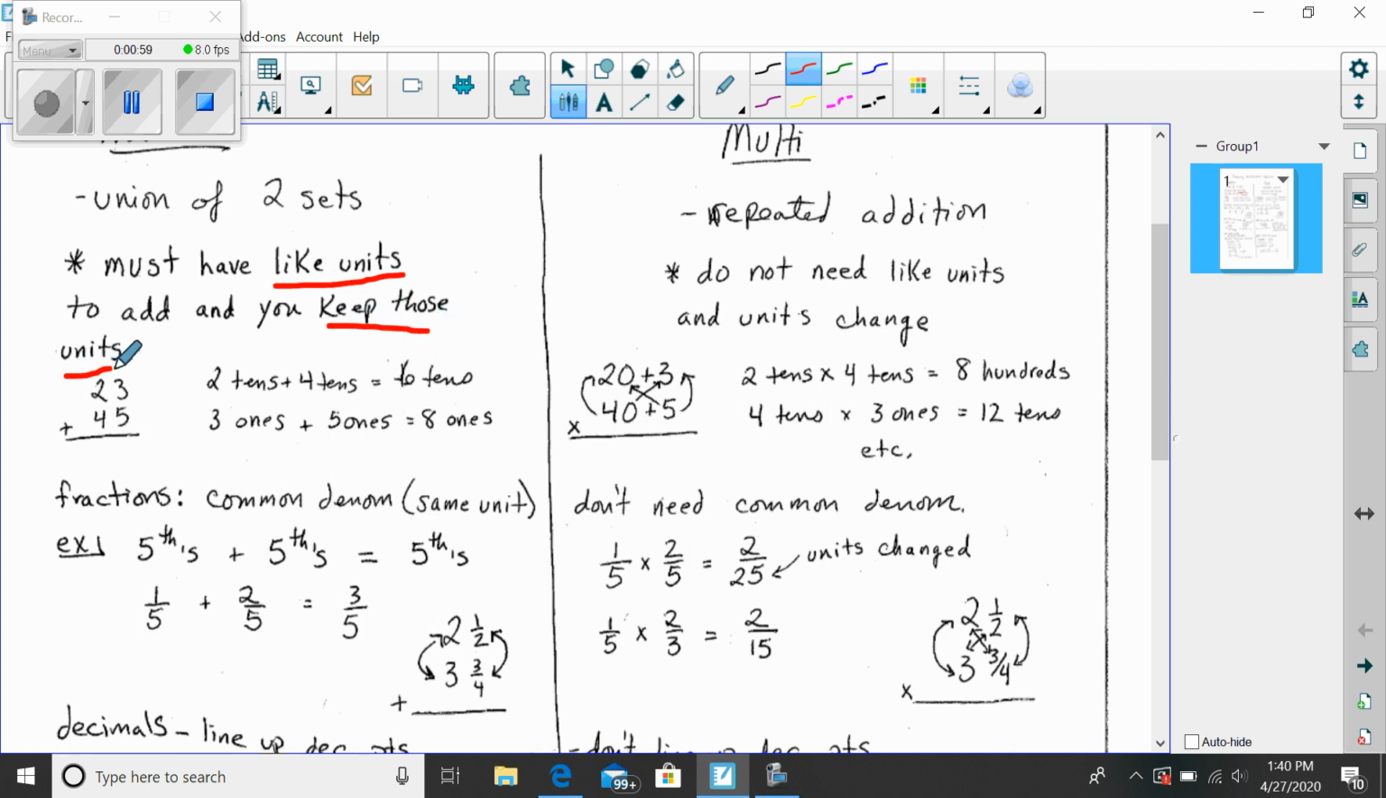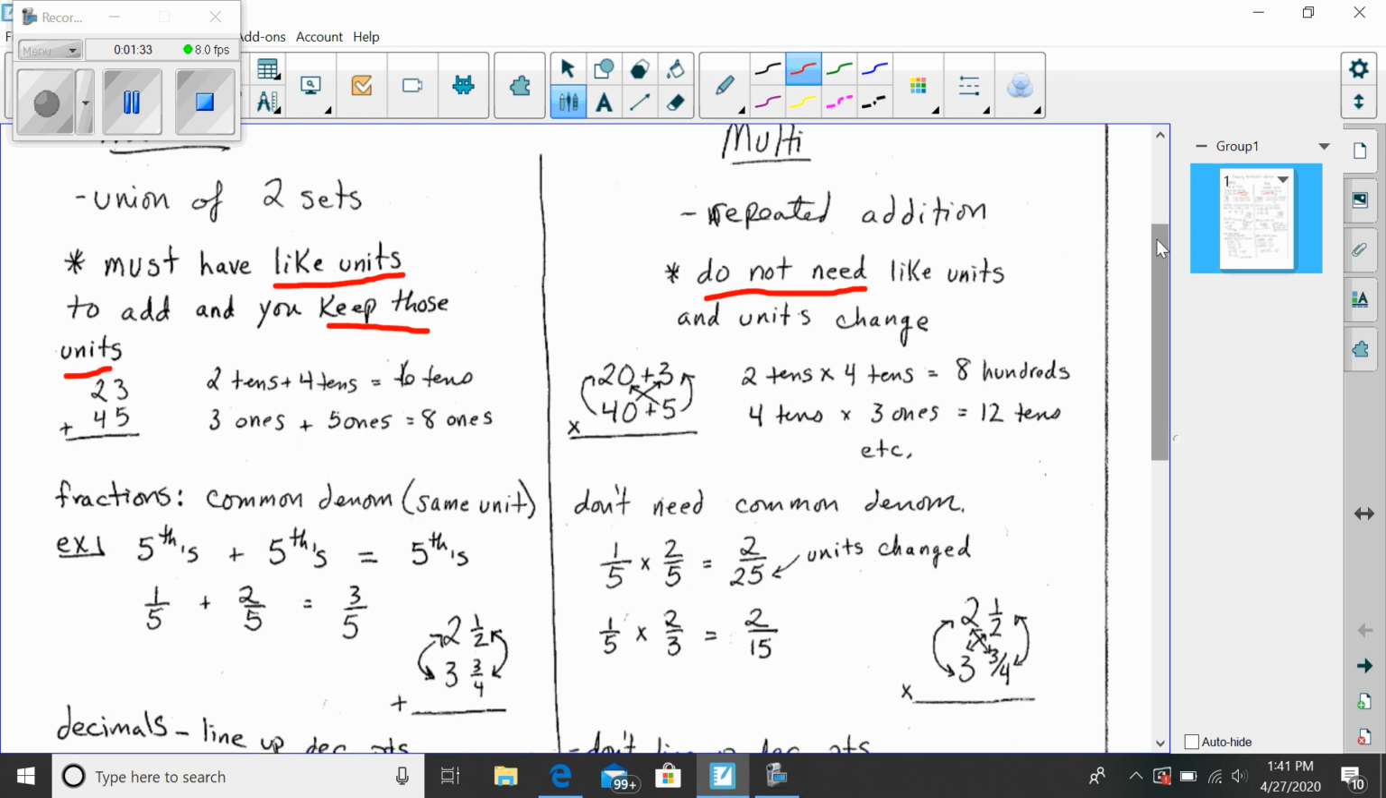And this is true across all of the things that we do across the entire curriculum. I like to point out that math is not just hundreds and hundreds of different rules. It's just a few rules, applied slightly differently from topic to topic. Whatever it is that we're adding, we always have like units and we keep those units. In multiplication, the fundamental difference is we never need like units, and the units change. The units get multiplied also.